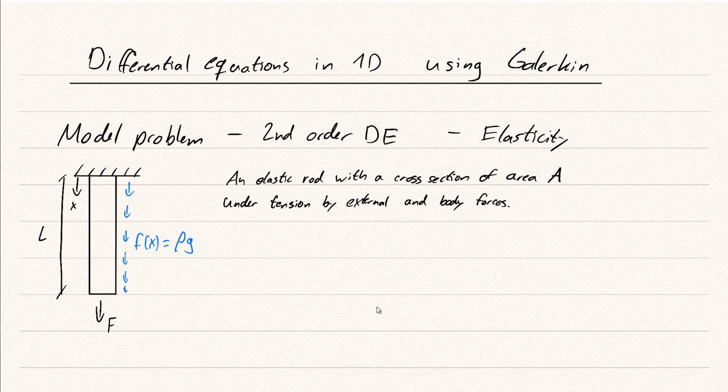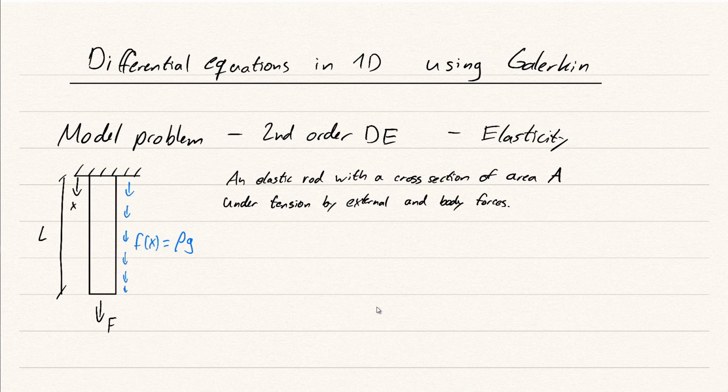And also we are going to look at steady state problems. That means no time is involved. We're looking at things that are in equilibrium, stationary, or you might say static, under static load. Okay, so this model problem will be a second order differential equation, and it's modeling an elastic rod.